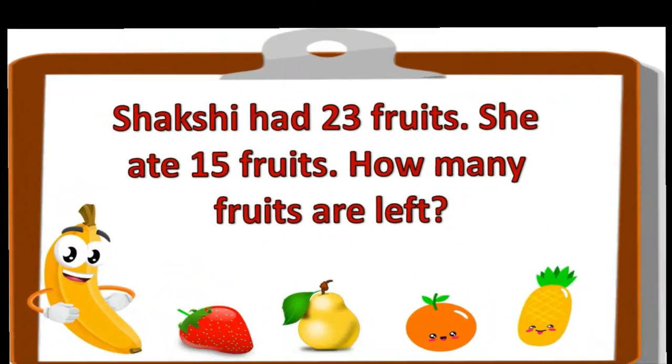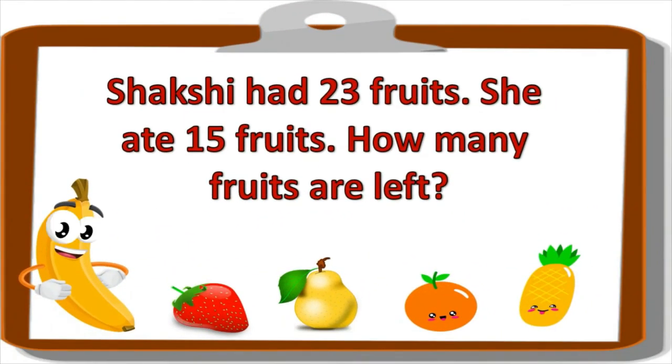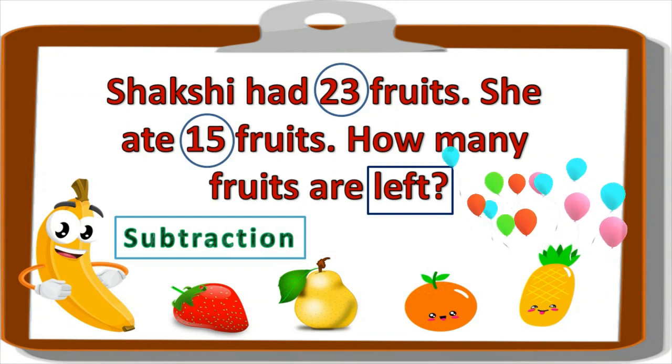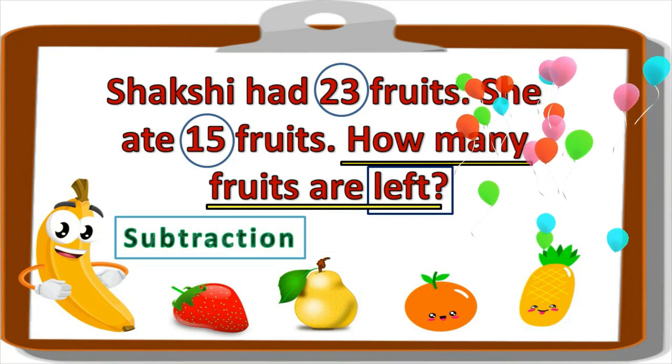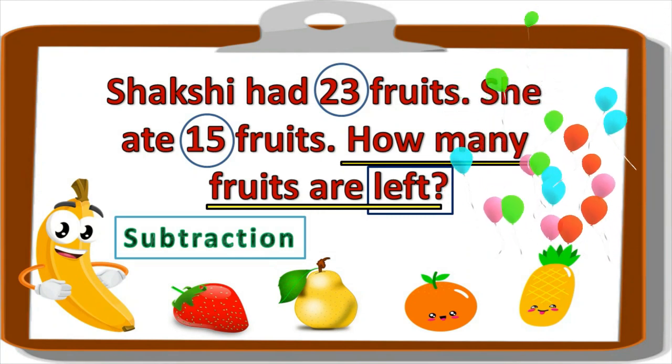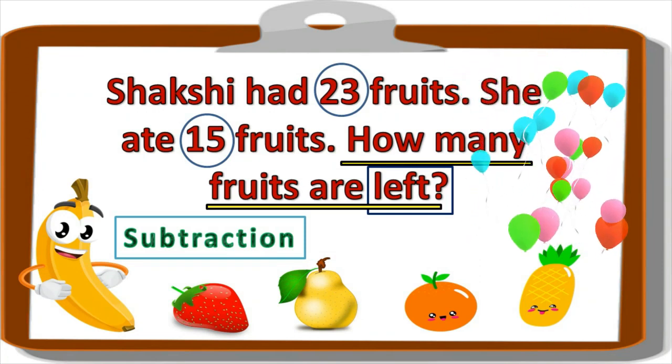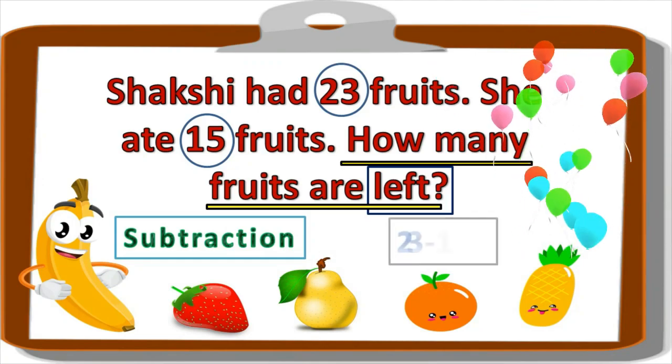The next step is to evaluate. Here we need to determine what we need to do and create our number sentence. Let's remember what we did in our previous steps. We found action word left, which means subtraction, and we have also circled the numbers 23 and 15, that is number of fruits Sakshi had, and ate. Then we know what is the question, that is how many fruits are left. Now we clearly understand that if Sakshi ate 15 fruits from 23 fruits, then we need to subtract 15 from 23, that is 23 minus 15. This is our number sentence.